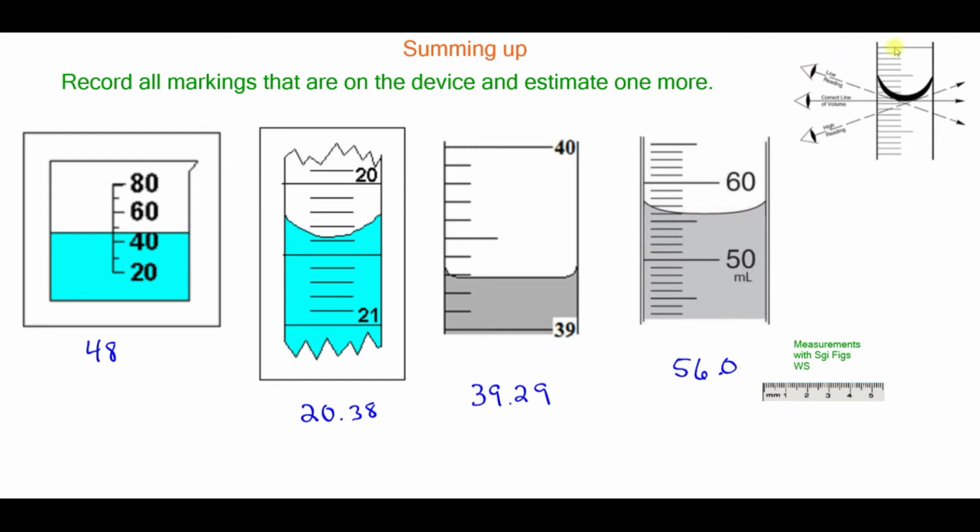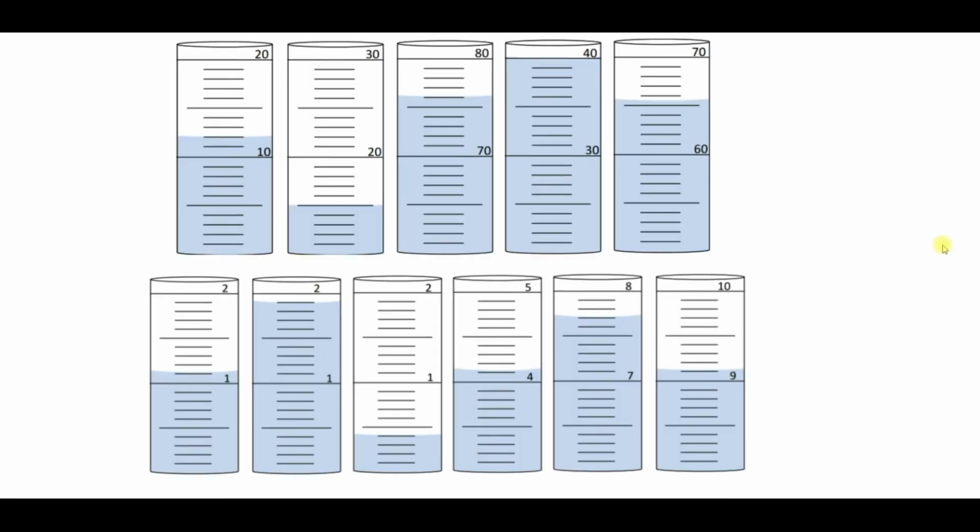Remember that when you are measuring, you should have your graduated cylinder on a flat surface and take your eye level down to the meniscus so you can get a proper reading. Pause the video and try these extra practice. Check your answers against mine and then bring your questions to class.